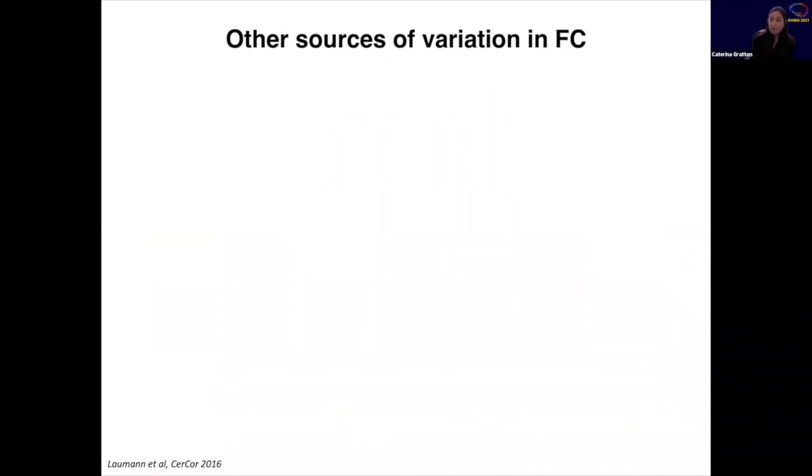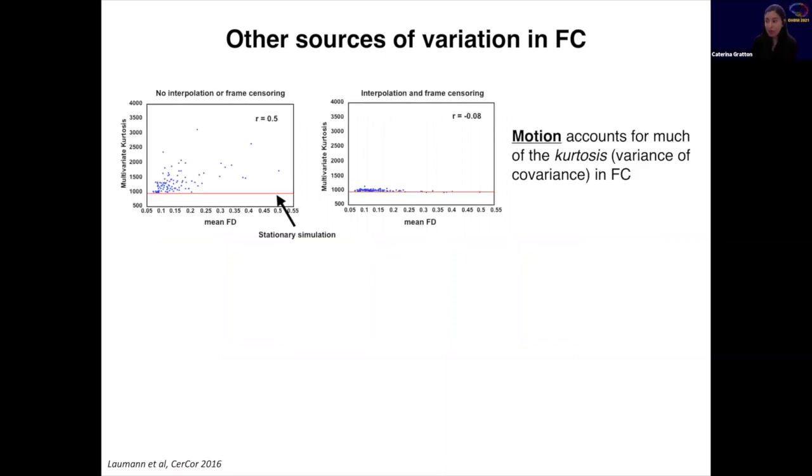What about other more systematic biases in functional connectivity? One that might immediately come to mind is motion, as its transient nature may make it look a lot like a dynamic process. And when we look at motion more closely, we can see that motion does indeed correlate with the kurtosis of functional connectivity, where kurtosis is the variance of this covariance measure, the fourth moment. And so removal of motion through censoring or scrubbing techniques can remove most of the variation that we see in functional connectivity, as shown here.